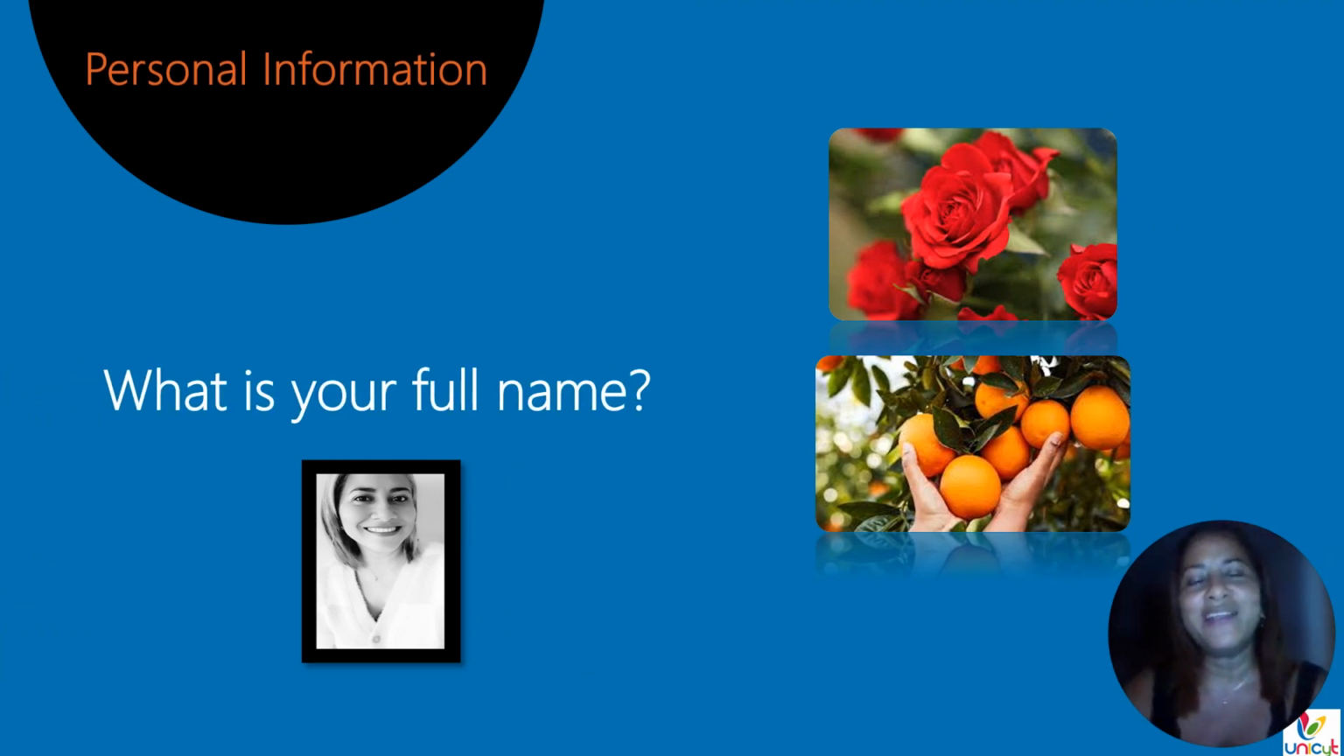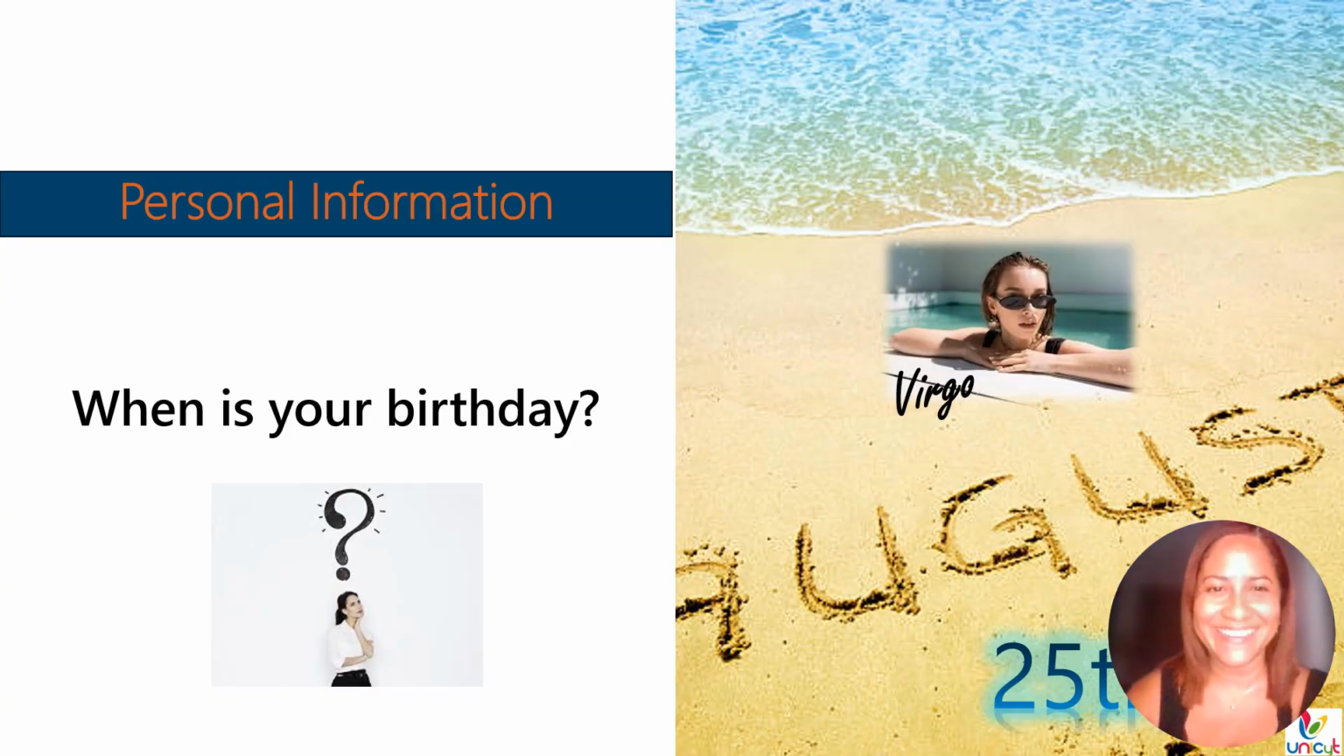So, what is your full name? My name is Rosa Naranjo. I did put the pictures here of a rose and oranges because Naranjo, it's kind of like a male version of a female orange in Spanish. What is your birthday, or when is your birthday? My birthday is on August the 25th, and yes, I am a Virgo.